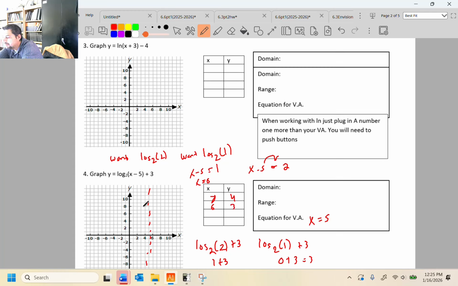Now I forgot to put in my vertical shift too. The vertical shift's not that big a deal with logarithms because it's not a horizontal asymptote or anything, but you're basically shifting the origin, is all you're doing. So I'm going to plot (7, 4). I'm also going to plot (6, 3). And then I'm going to draw in my curve. Domain here was 5 to infinity, range negative infinity to positive infinity, and moving forward with my life.